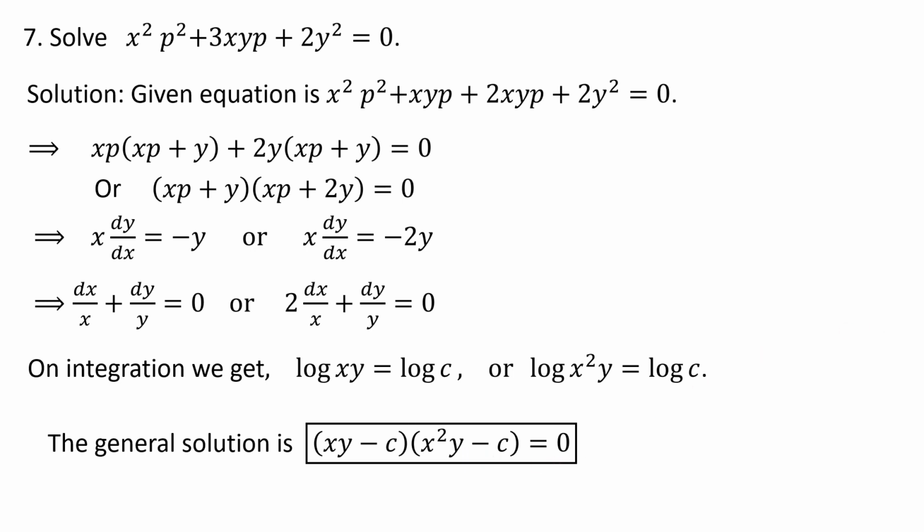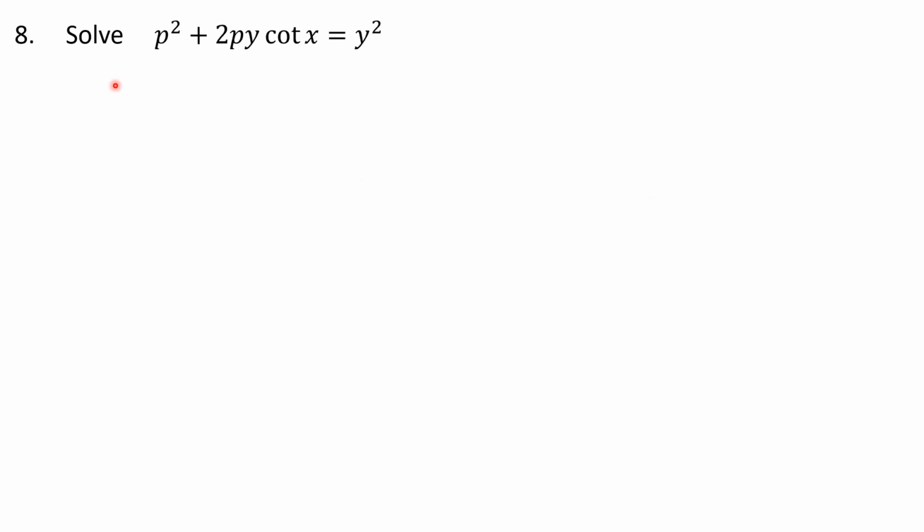Shall we move on to the next problem, students? So I have here p square plus 2py cot x equal to y square. So this problem is very important. So here it is a quadratic equation, but in order to solve this, instead of using the Sridharacharya formula, we just try to factorize by adding suitable terms.